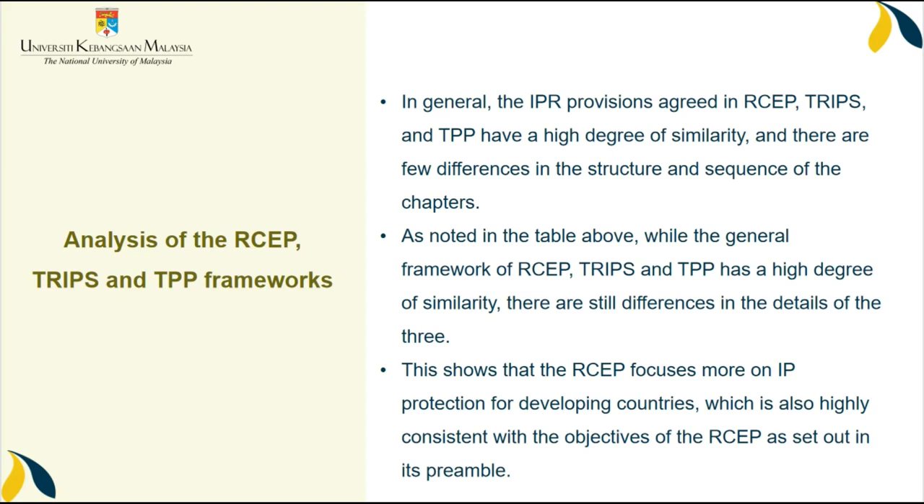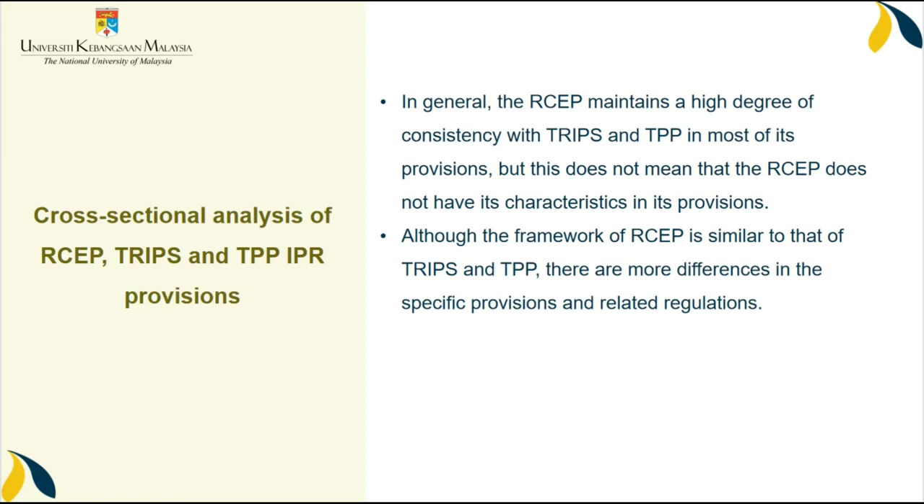As most of the members of the agreement are developing countries, the content of the intellectual property chapter of the RCEP is naturally more inclined to protect and assist developing countries, which is also a characteristic arising from the fact that most of the RCEP contracting parties are developing countries. In general, the RCEP maintains a high degree of consistency with TRIPS and TPP in most of its provisions.